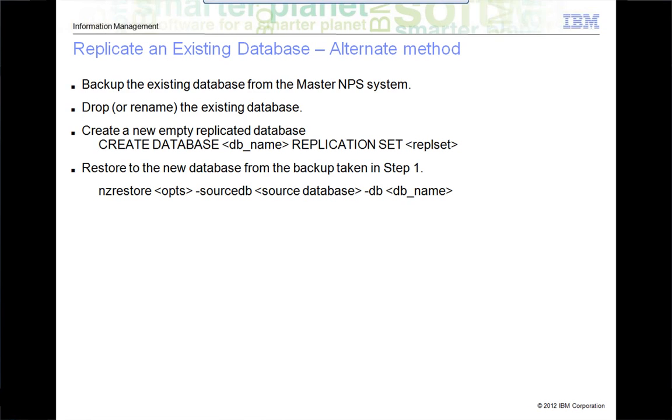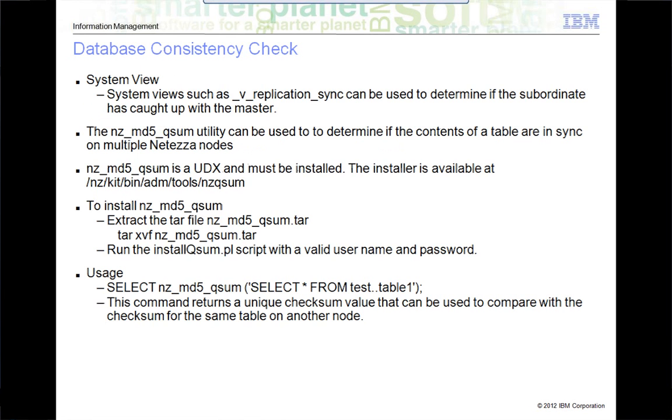Since we use the SQL replication log method, it is very important that the databases on the master and subordinate are identical before we execute any replicated transactions. So you can do consistency checks using the normal NZ_CHECKSUM, or this replication tool provides a utility called NZ_MD5_QSUM. This is a utility that can also be used to check consistency.